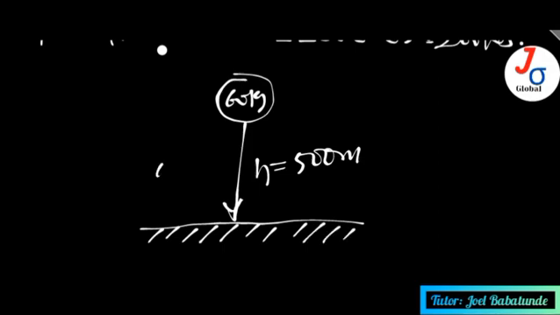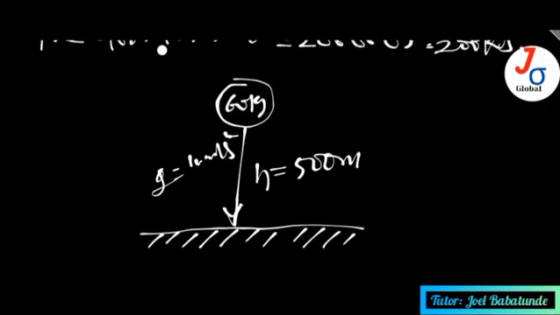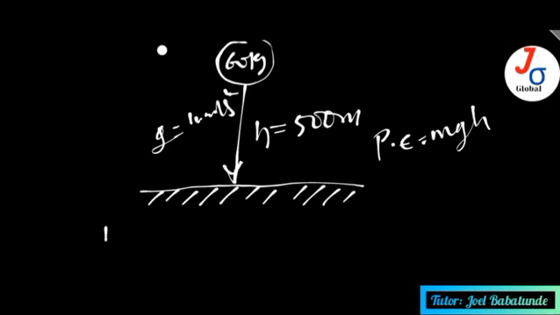Very similar, right? So you know that g equals 10 meters per second squared. Of course, they're asking us to calculate potential energy because of the position of this ball, of the object. And potential energy is equal to mgh. Okay, good. So potential energy becomes m is 60 multiplied by the acceleration due to gravity, which is 10, then the height is 500.